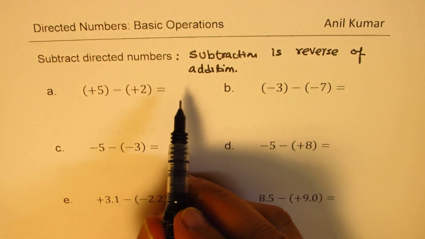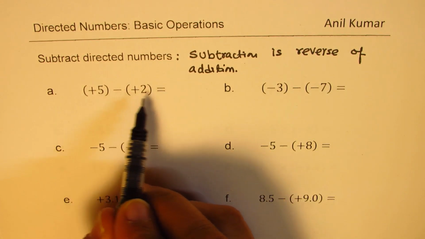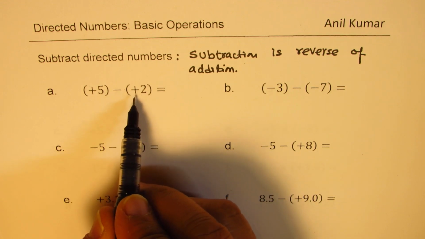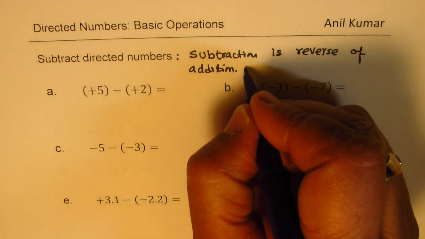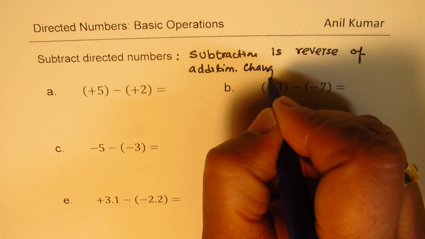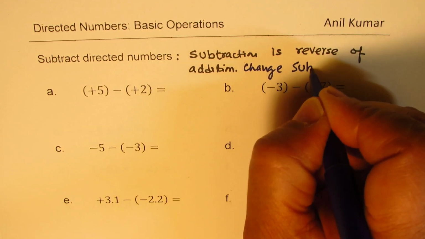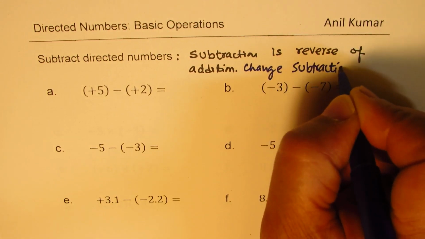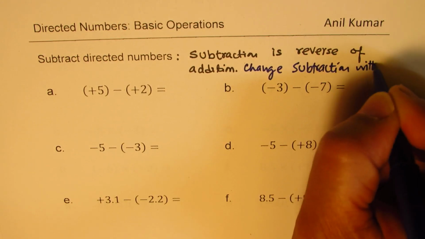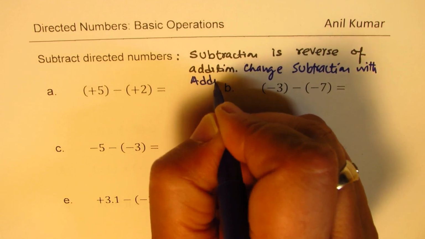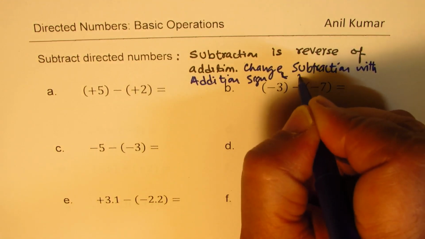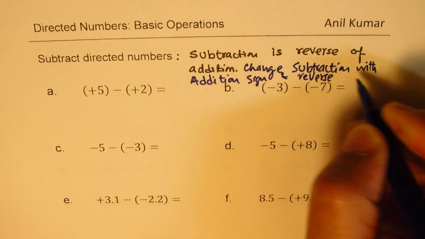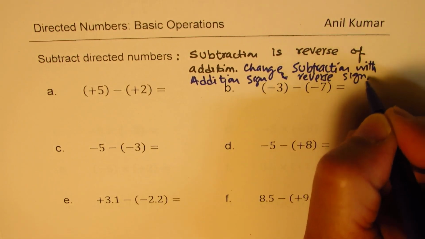So what we do here is we change the sign and do the reverse operation, right? We change subtraction with addition, sign and reverse sign. So it's kind of complicated.